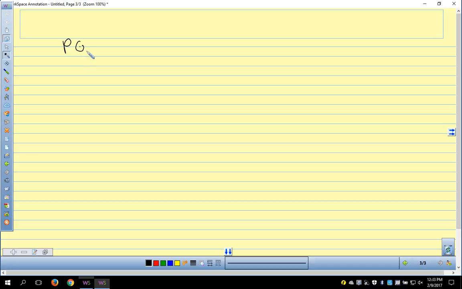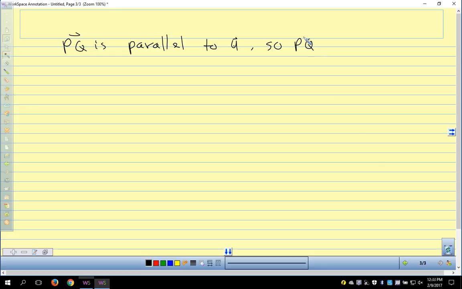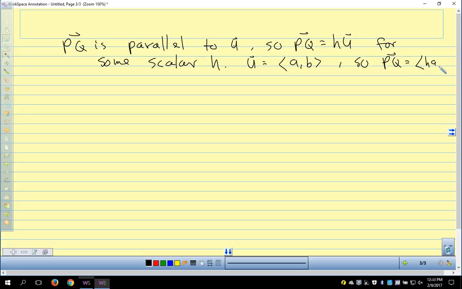PQ is parallel to u. So we can say that PQ equals hu for some scalar h. Vectors are parallel if they're scalar multiples of each other. And we said that u, our unit vector, we were going to say is the vector AB in component form. So PQ is hA, hB.